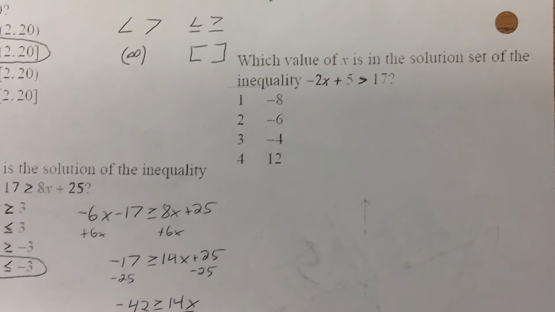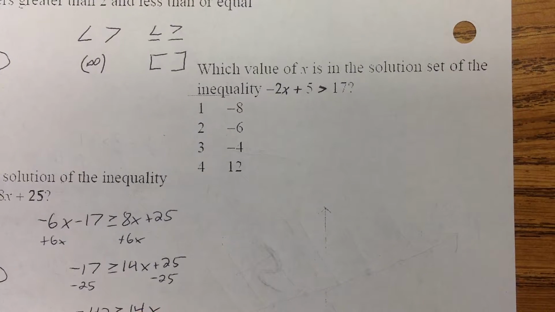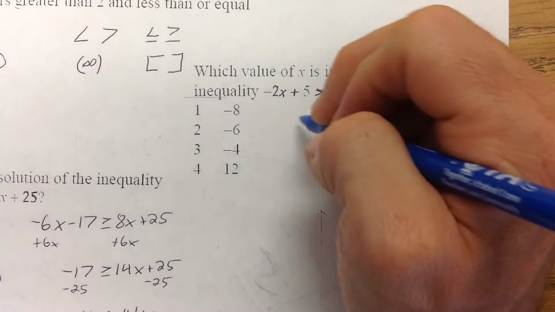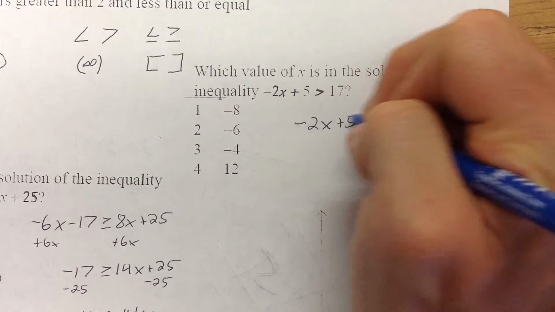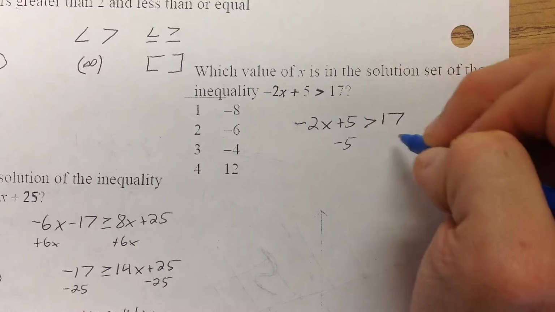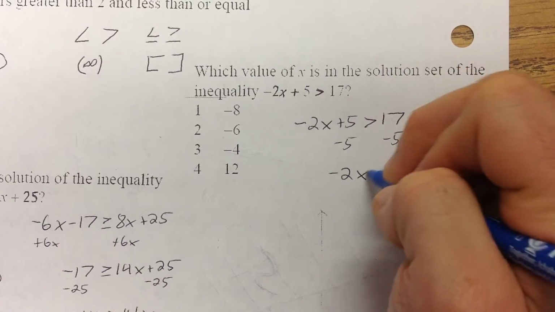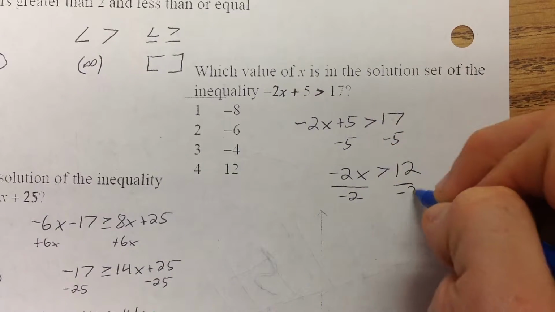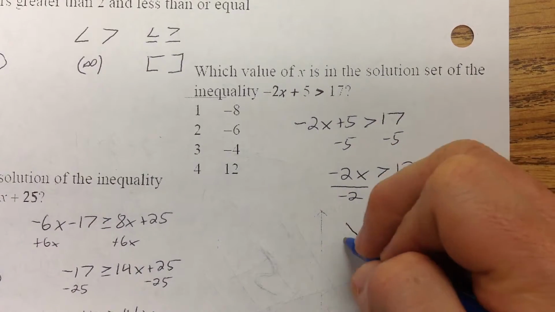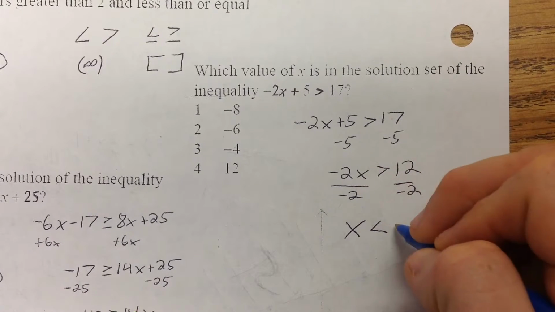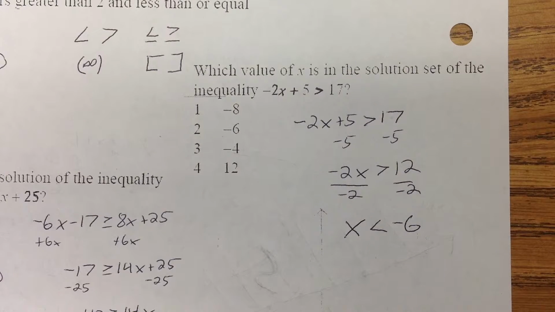All right, let's take a look at this one. Which value of x is in the solution set of the inequality negative 2x plus 5 is greater than 17? Let's rewrite that here. Negative 2x plus 5 is greater than 17. We solve this. We subtract 5 from both sides. Negative 2x is greater than 12. Divide both sides by negative 2. Now remember, with inequalities, when you divide by a negative, we have to flip the inequality. So this goes from being a greater than to a less than.